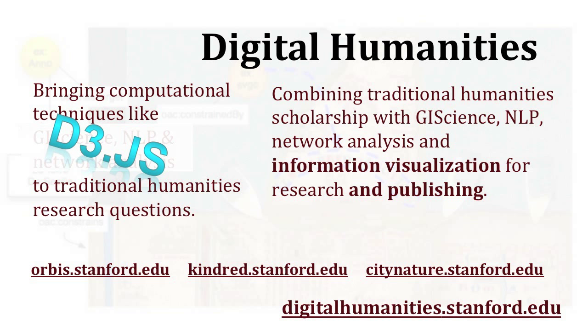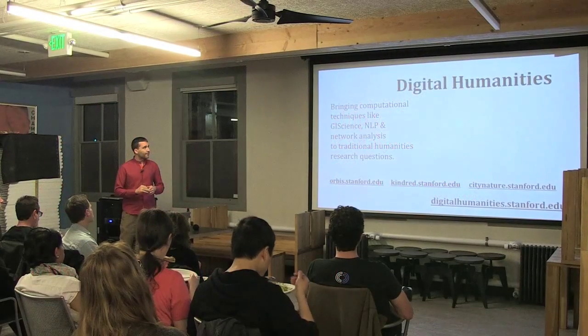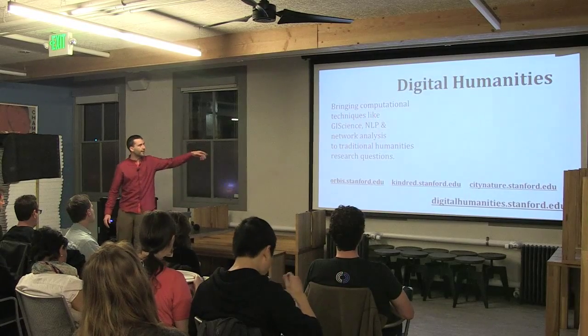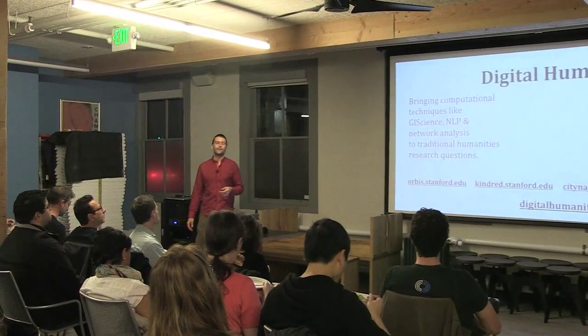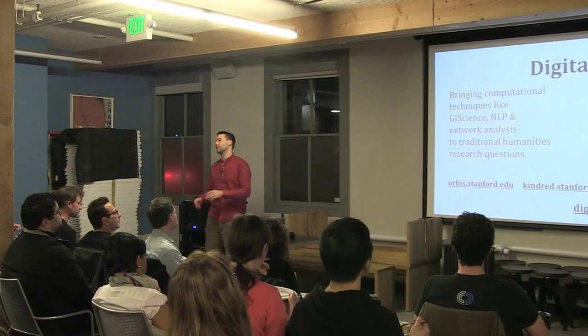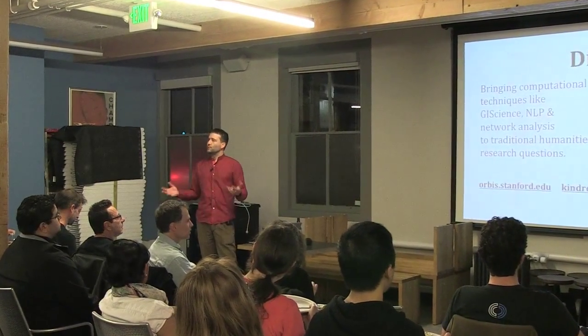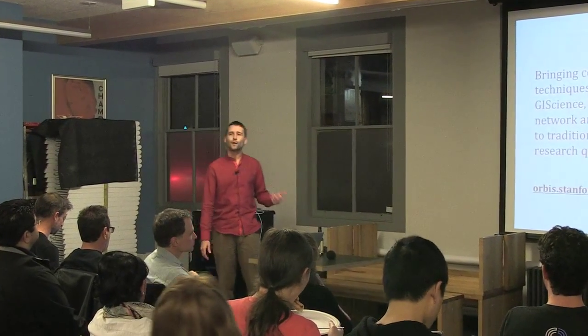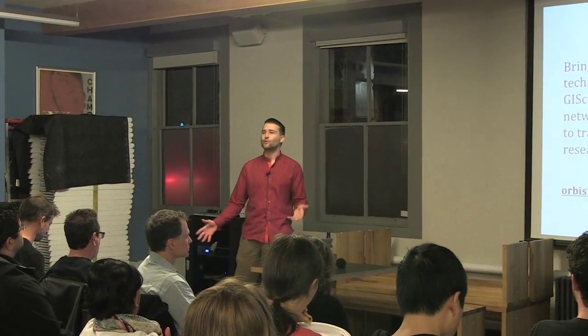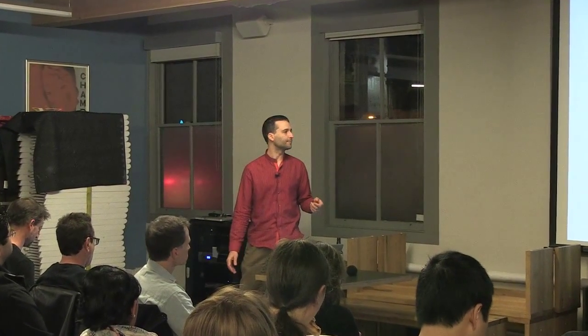So I work in the digital humanities, which requires some definition. There's kind of a cottage industry of defining digital humanities among people who do digital humanities. And my going definition was bringing computational techniques like GIS or GI science, natural language processing, network analysis to traditional humanities research questions. So using spatial analysis to look at literature, or using network analysis to look at the social structures of Roman political systems.